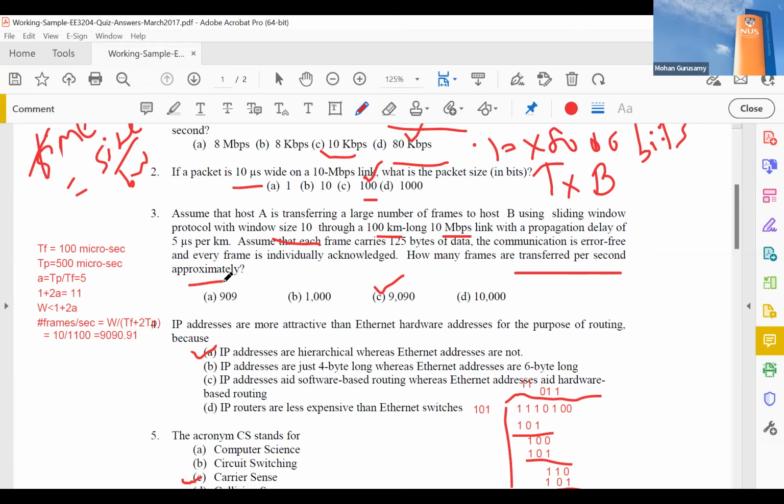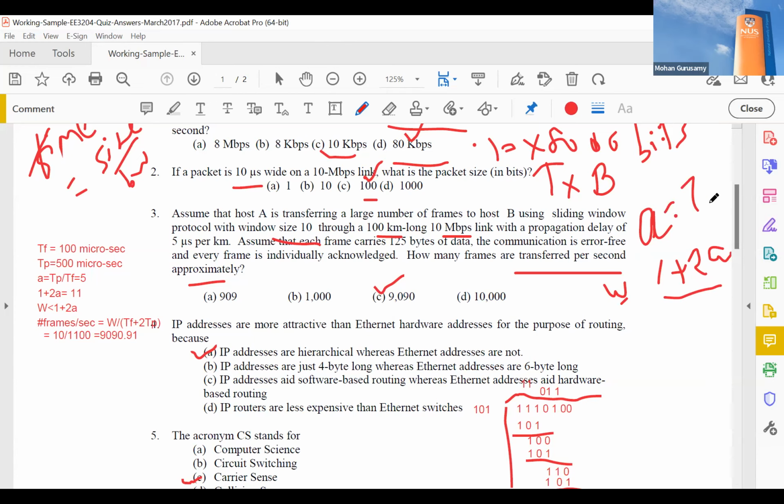This type of question is already there in the tutorial. So it's a similar question. Because it's a sliding window, first step is you need to find A. Then you need to find 1 plus 2A. Then you need to compare with W, whether W is less than 1 plus 2A or W is greater than or equal to 1 plus 2A. This is what we are going to do. It's quite straightforward. So how do you find A?